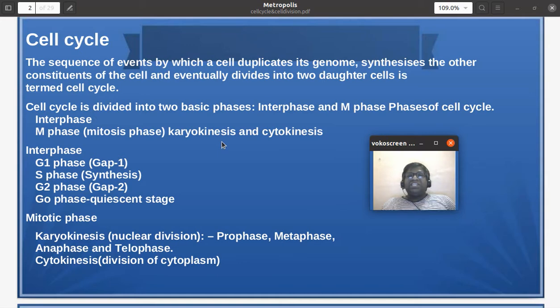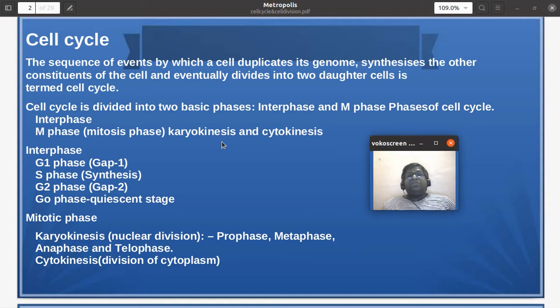Now, what is genome? Genome is the sum total of genes in a haploid set of chromosomes. We call it genome. So this genome replicates. Genome is the sum total of genes present in a haploid set of chromosomes. We call it genome.